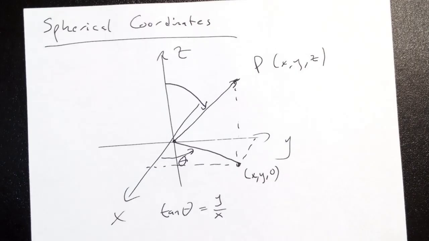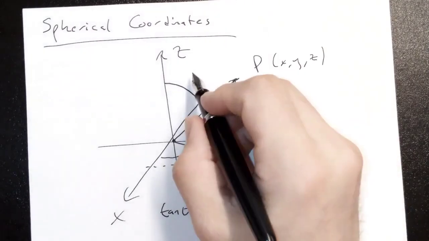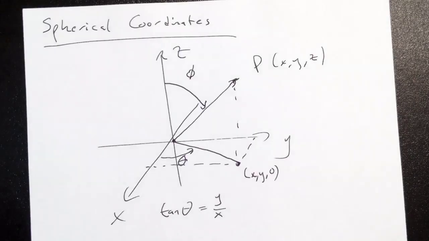I need a new name for this angle. I've already used theta. I'll use a different Greek letter. We'll call this one phi. I haven't quite figured out what this one is, but I need at least one other coordinate. Because right now, I've got a direction and a direction. Go that way. What's the next thing you should ask?